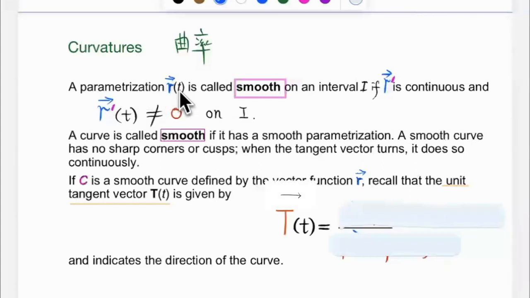A parametrization R of t is called smooth on an interval I if R prime is continuous and R prime of t is never equal to 0 on that interval I.